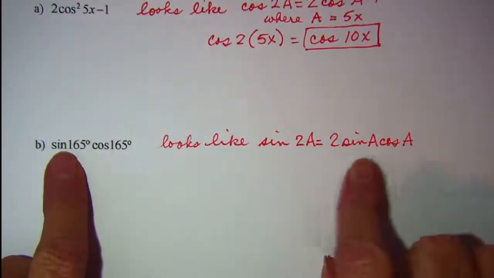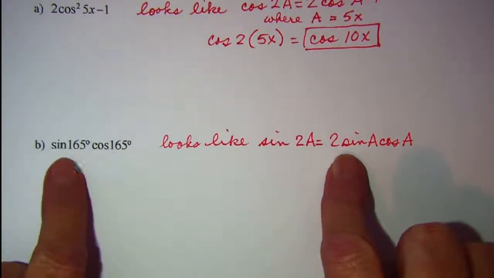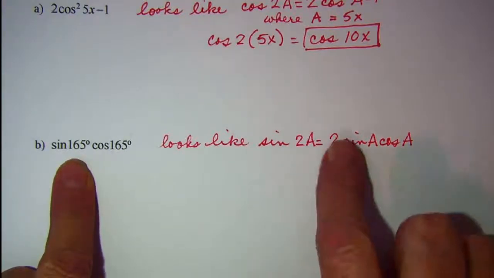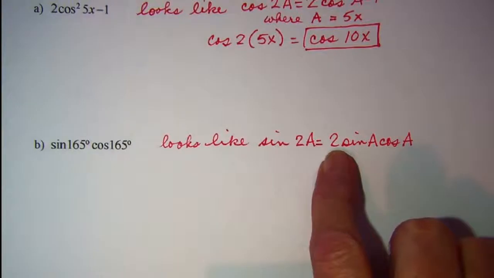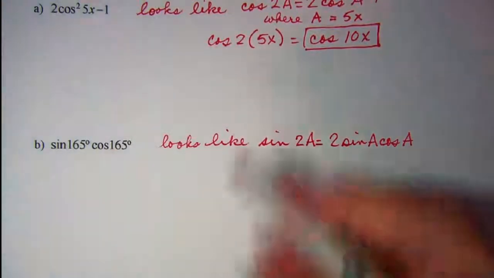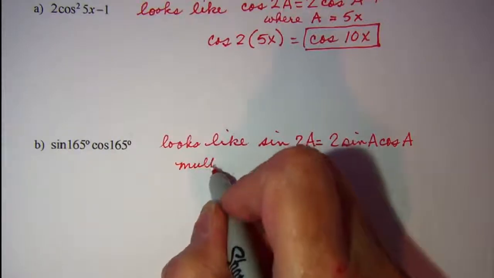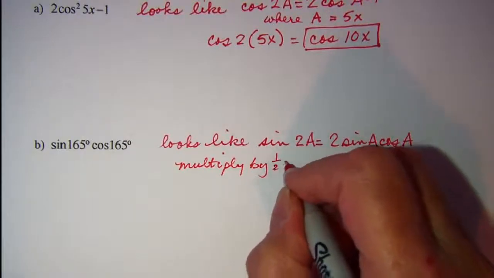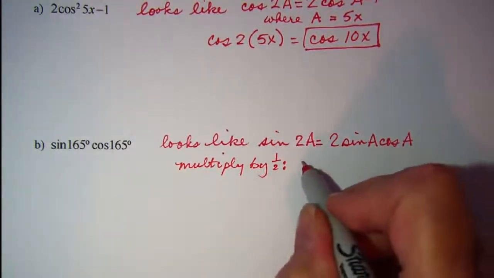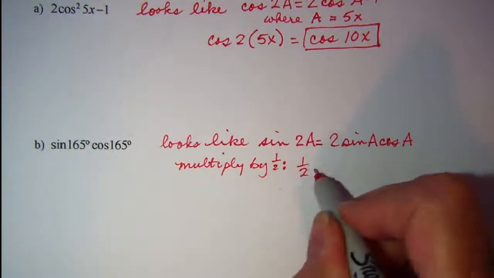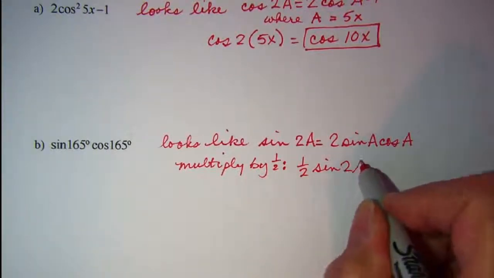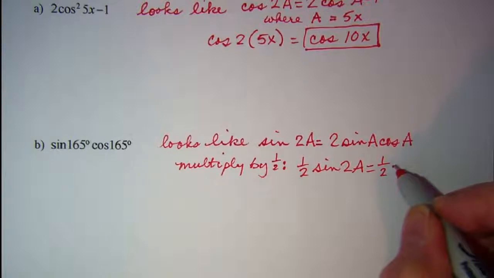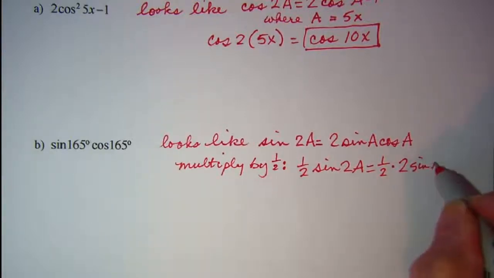So the only difference between this expression that we have to simplify and this right side of the identity is this 2. So I'm going to multiply both sides of this identity by 1/2. So I have on the left side 1/2 times the sine of 2a, and then on the right side I have 1/2 times 2 sine a cosine a.